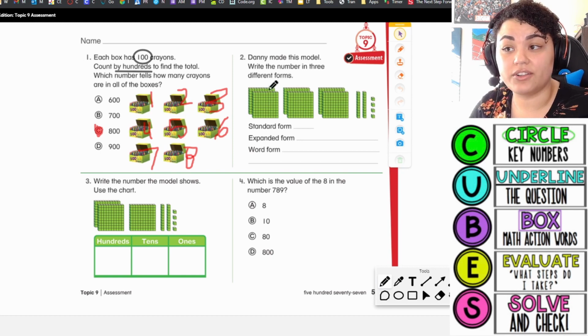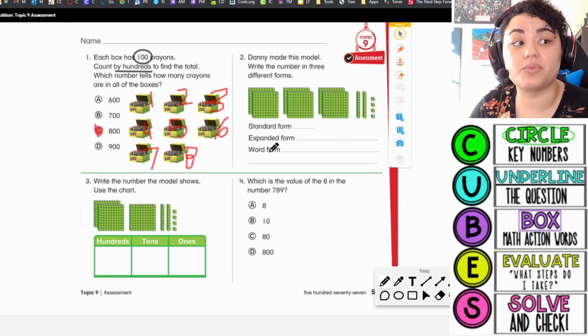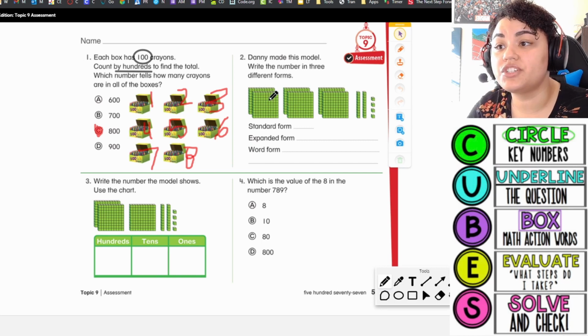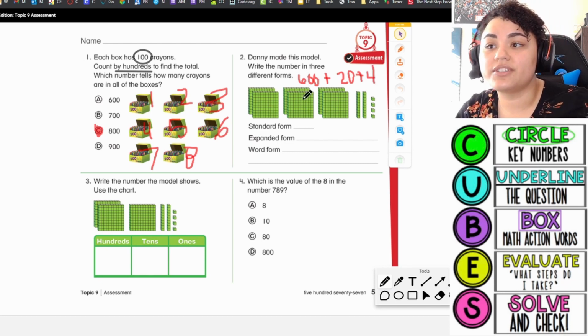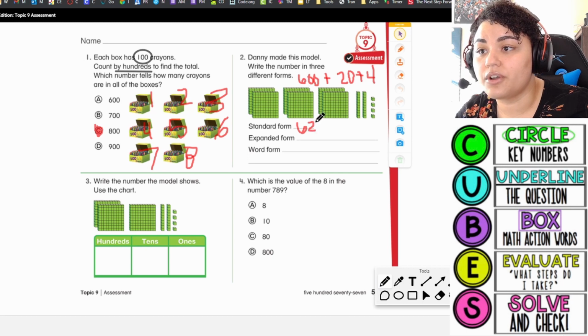Danny made this model. Write the number in 3 different forms. So we have standard form, expanded form, and word form. Standard form is just the regular number. So we have 100, 200, 300, 400, 500, 600. How many tens? 2 tens, and then plus 1, 2, 3, 4 ones. So the standard form would be 600 plus 20 plus 4, which is 624.